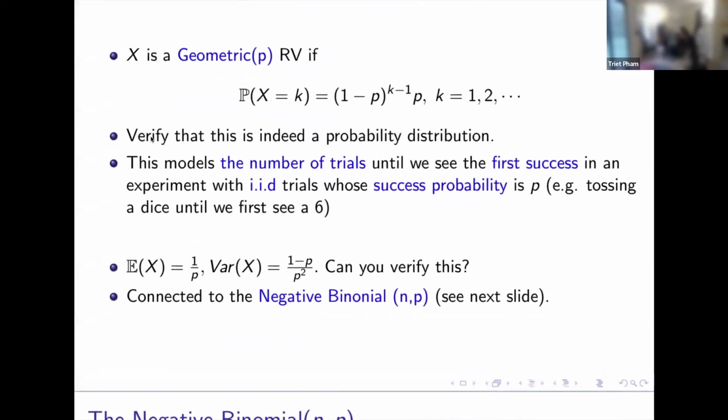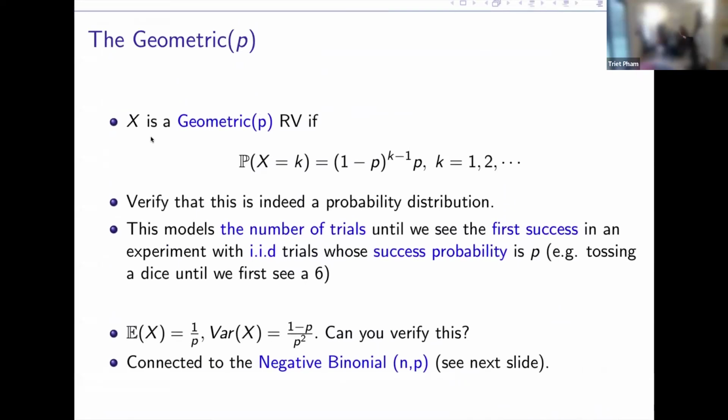Okay. So the next well-known random variable we'll be looking at is the geometric. So the geometric model is to look at how long we have to wait until we see the first success. In an IID experiment here, IID is the word that you see a lot. That means independent, identically distributed.